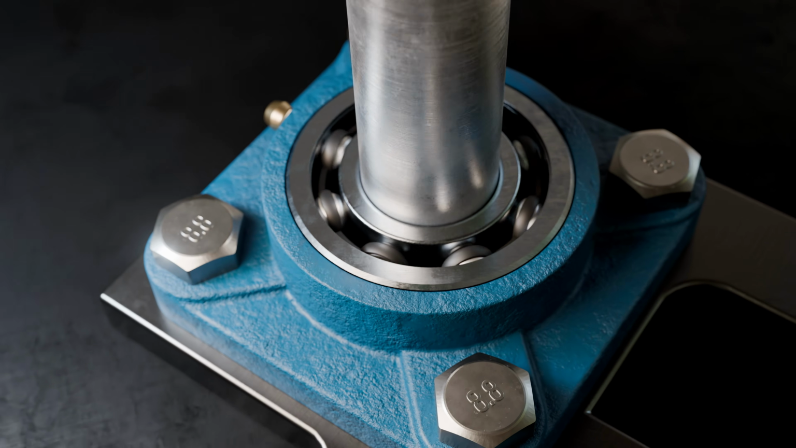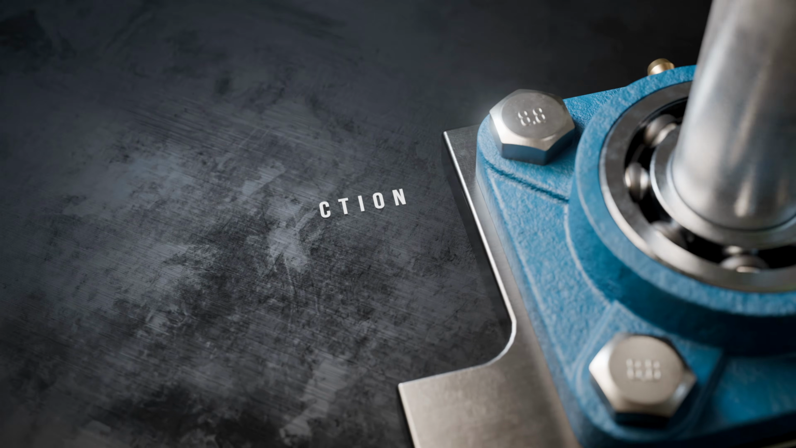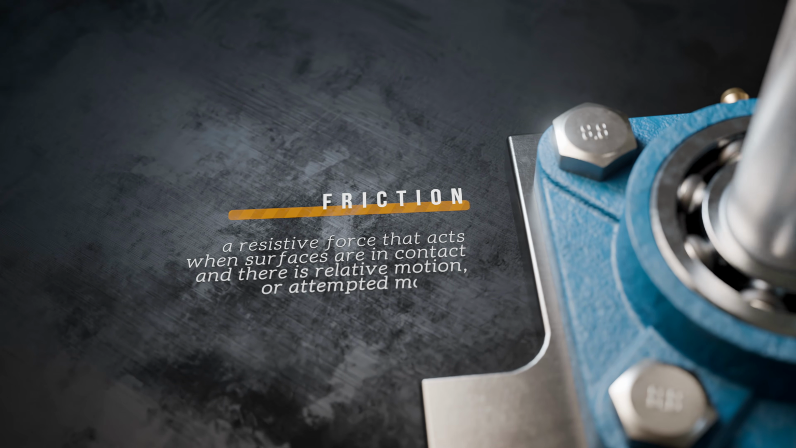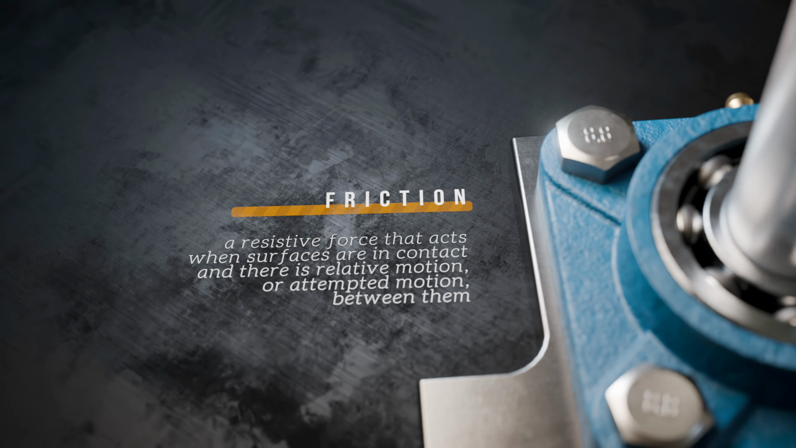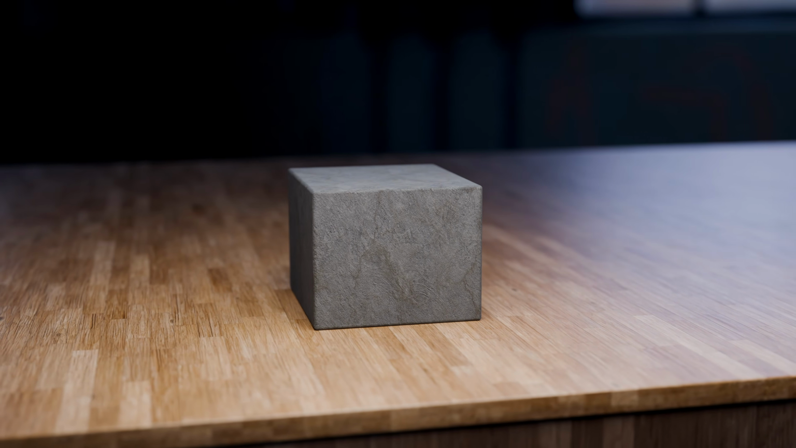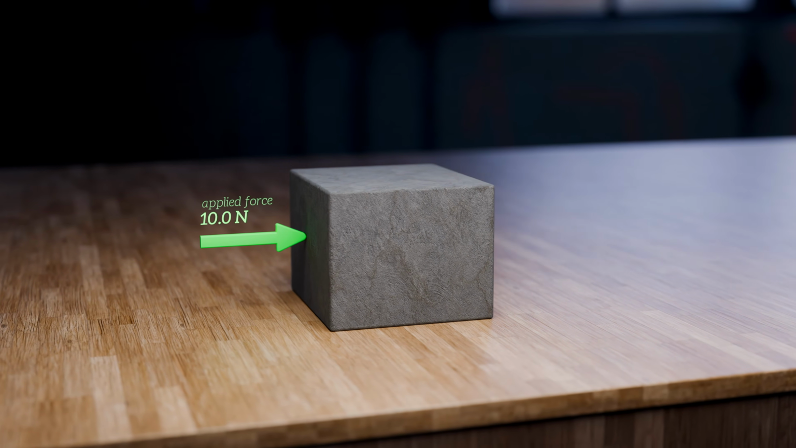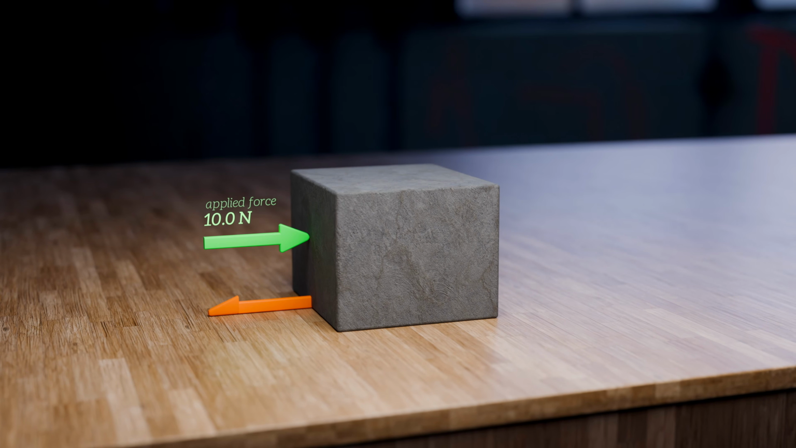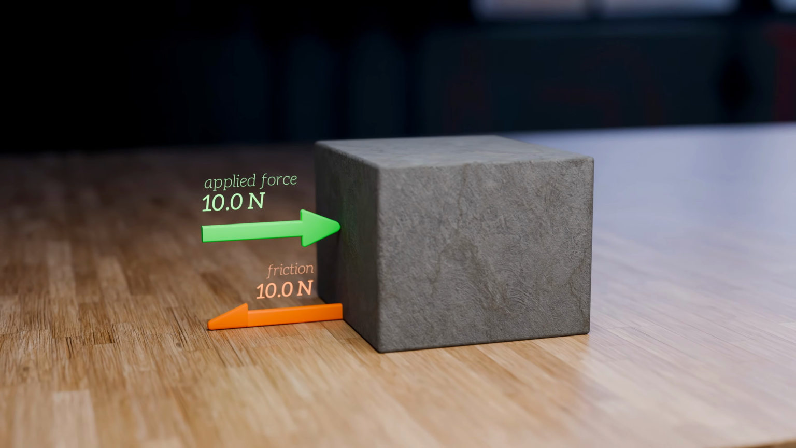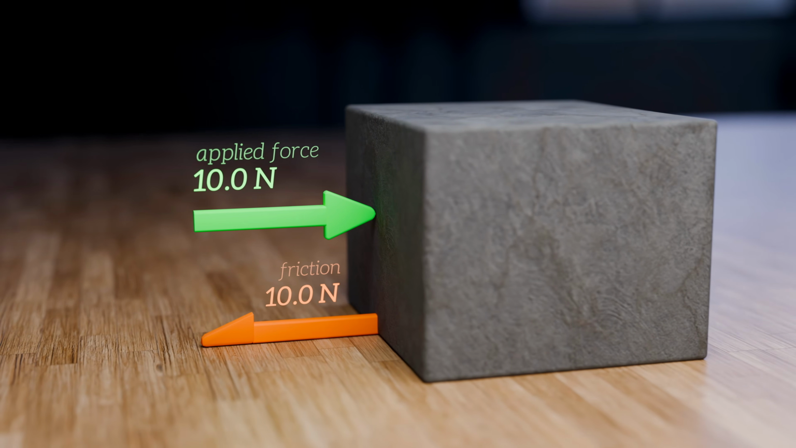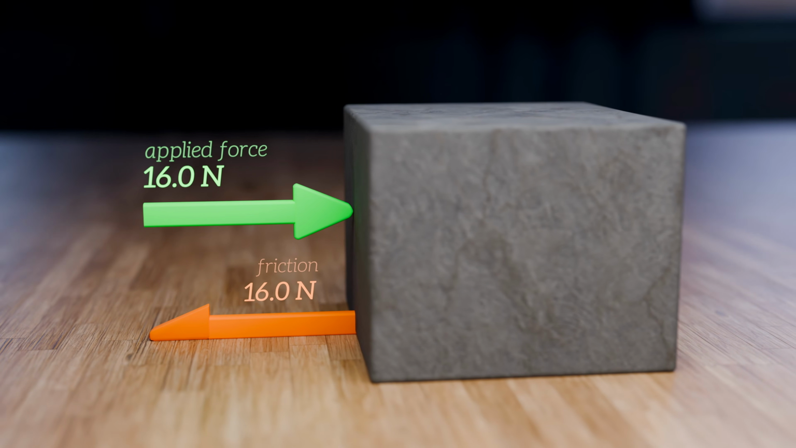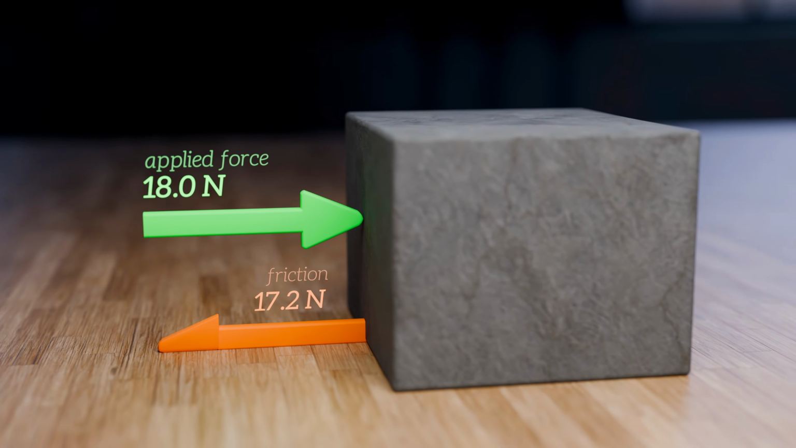Let's find out. At the most basic level, friction is a resistive force that acts whenever surfaces are in contact and there's relative motion, or attempted motion, between them. Consider a block resting on a table. If you push on it with a small amount of force, it doesn't move, because a friction force develops at the interface between the two surfaces, exactly balancing the applied force and preventing the block from moving. As you increase the applied force, the friction force increases too, up to a limit. Push beyond that limit, and the block starts sliding.